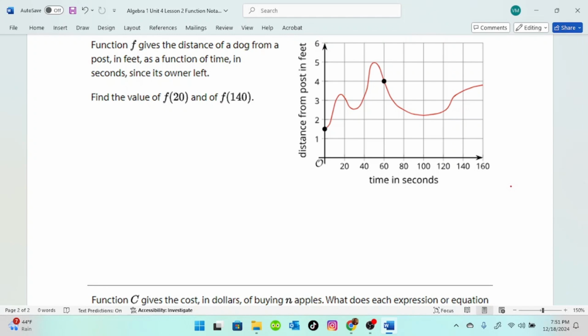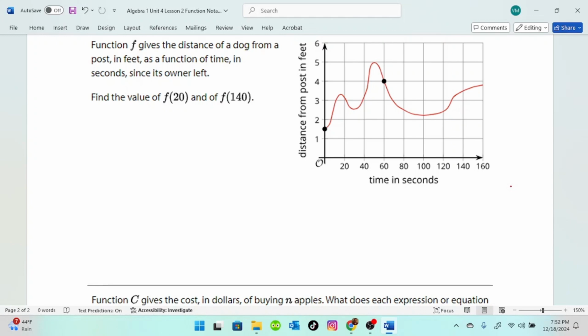Our next practice problem gives us a graph on the right. We can see that the x-axis is labeled time in seconds, and we can see that the y-axis is labeled distance from post in feet. Function f gives the distance of a dog from a post in feet as a function of time in seconds since its owner left. Find the value of f of 20 and of f of 140.